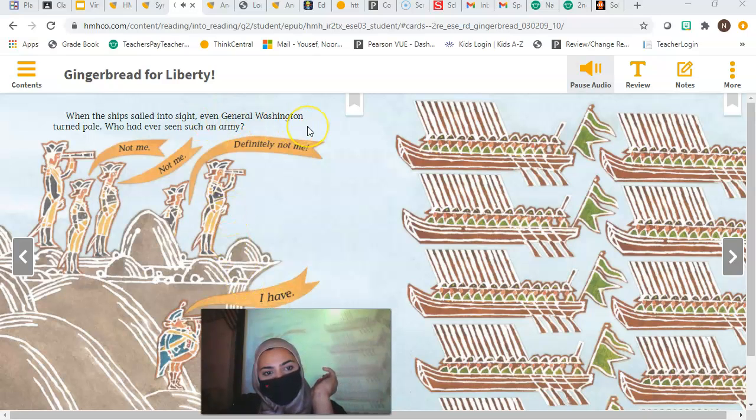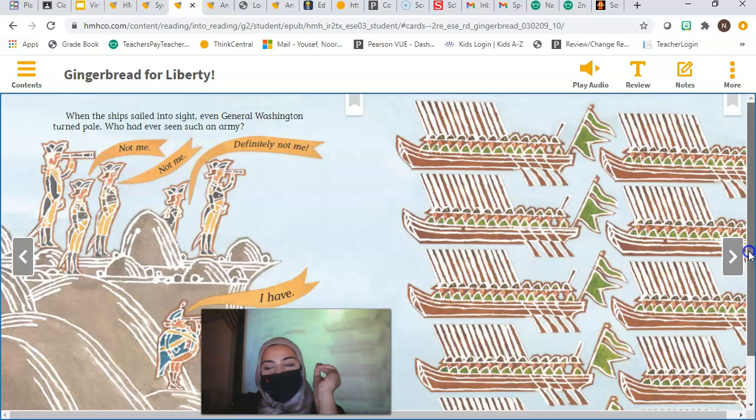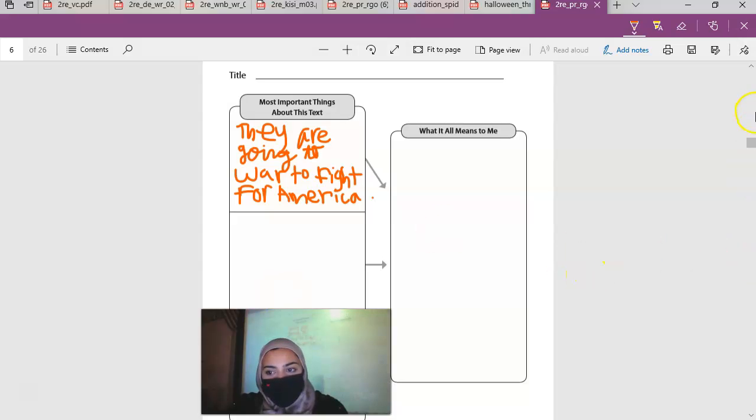Who had ever seen such an army? Not me. Definitely not me. I have. Who has seen such an army? Dustin? The fat baker, because remember he went to war at one point and he saw a lot of armies fighting. So do you think he has good insight? Good. He has good ideas he could share with them. So the baker has good ideas that he could share with the soldiers to help.